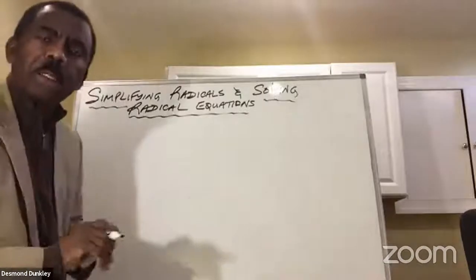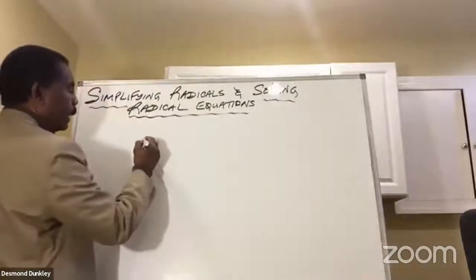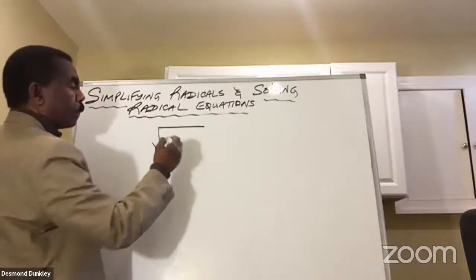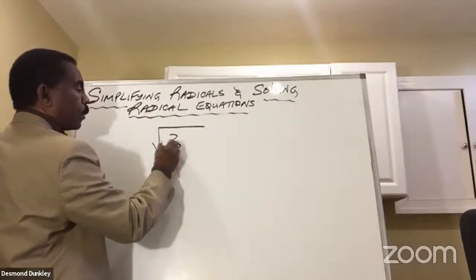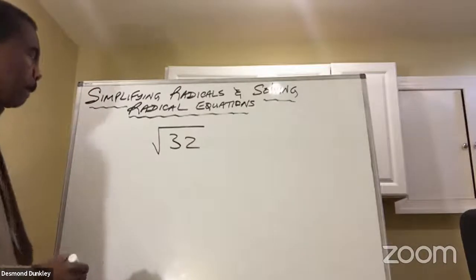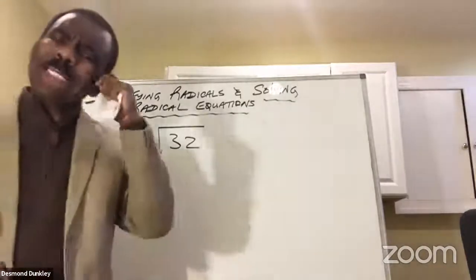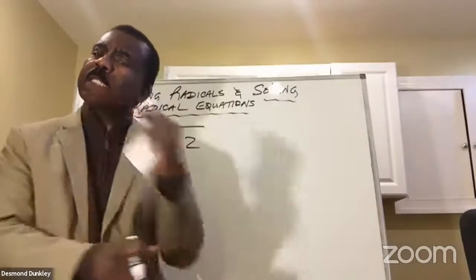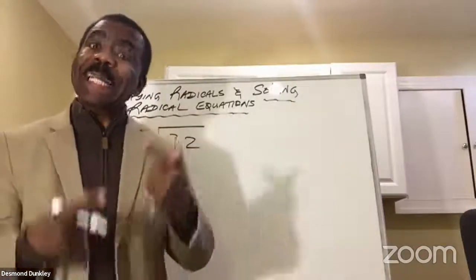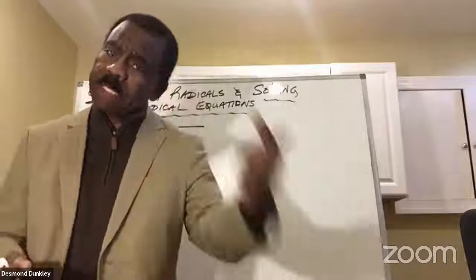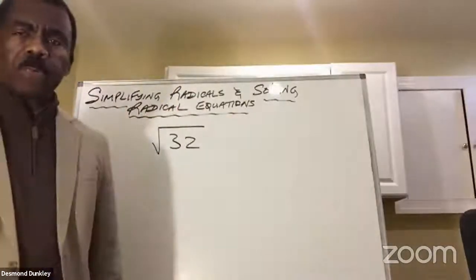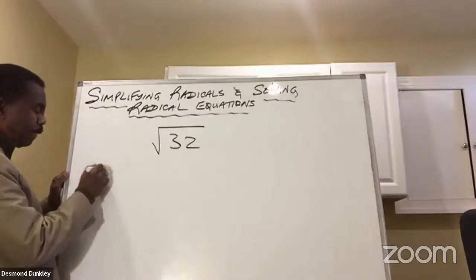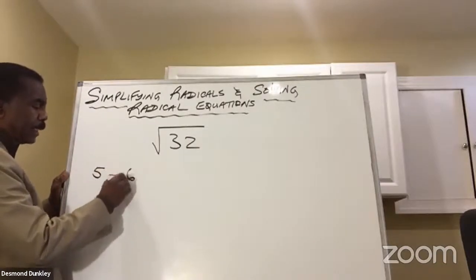In other words, what happens if we're asked, what is the square root of 32? Well, what times itself gives you 32? There isn't a whole number. There isn't an integer times itself that will give you 32. We know that the answer is going to be somewhere between 5 and 6.